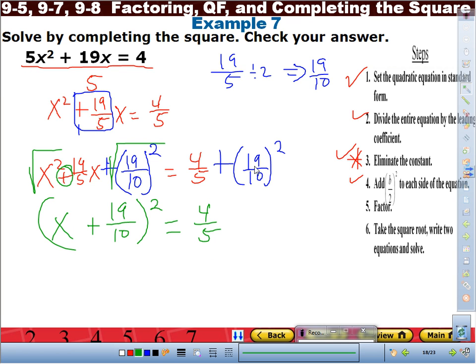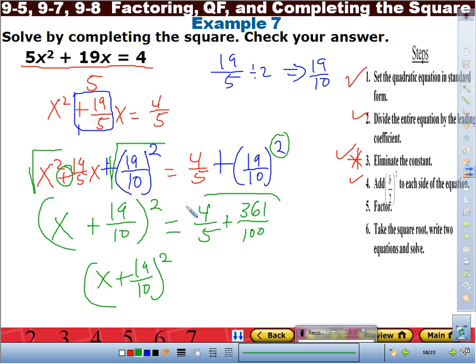So, Ty, what did we get for this? 361 over 100. Okay? So now check this out. Yeah, 19 times 19 is 361. 10 times 10 is 100. Are we there? Because that's what the square indicates. Hold on. This is where some of you freaked out last time. I'm going to rewrite this down here: x plus 19 over 10 squared. I'm not doing anything with it. I'm just rewriting it because I need to simplify these fractions.